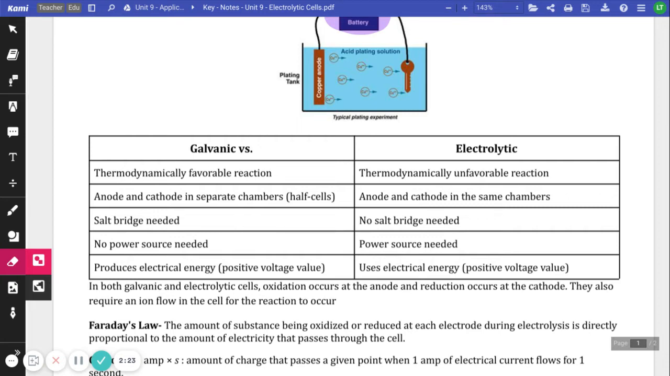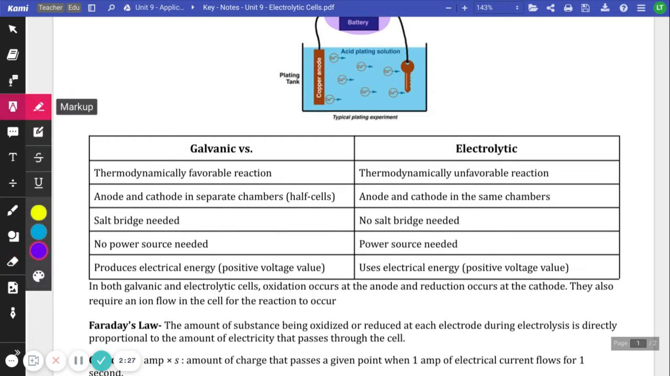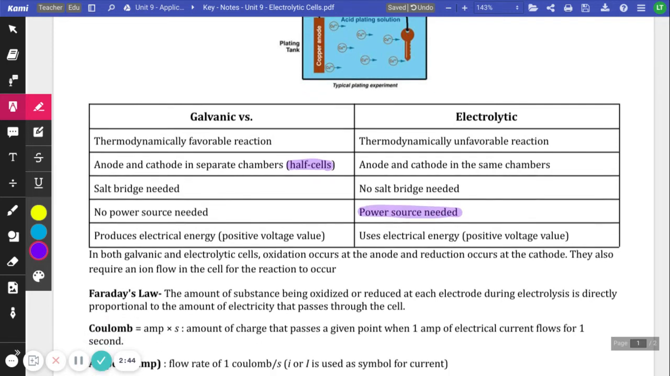Anodes and cathodes are in separate chambers in galvanic cells, so we have those half cells. Each reaction is a half cell, whereas in electrolytic, they are in the same chamber. We have to have a salt bridge in galvanic cells. We have no salt bridge in electrolytic. No power source is needed in galvanic, but we do need a power source for electrolytic. And galvanic cells produce electrical energy, and electrolytic cells use electrical energy.